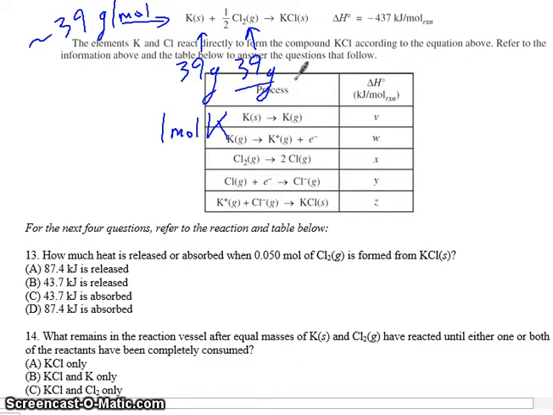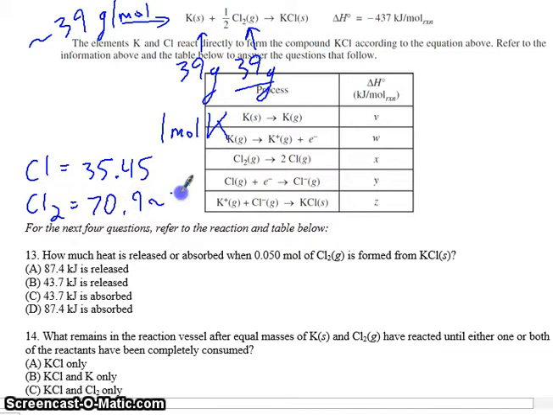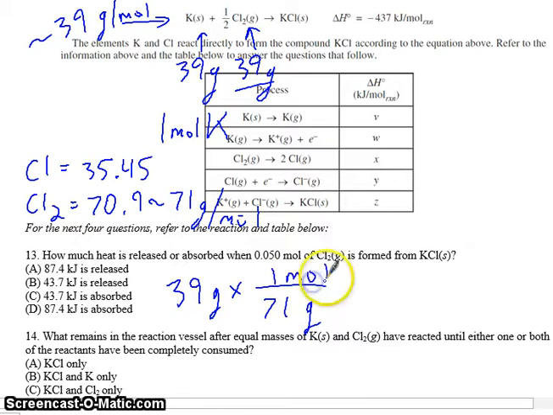Now the mass of chlorine is 35.45 on the periodic table. Since you have Cl2, you have to double that, which gives you 70.9, or roughly 71 grams per mole. So what you're effectively doing to get how many moles you have of chlorine is 39 grams divided by roughly 71 grams in a mole. So this is for chlorine, Cl2.